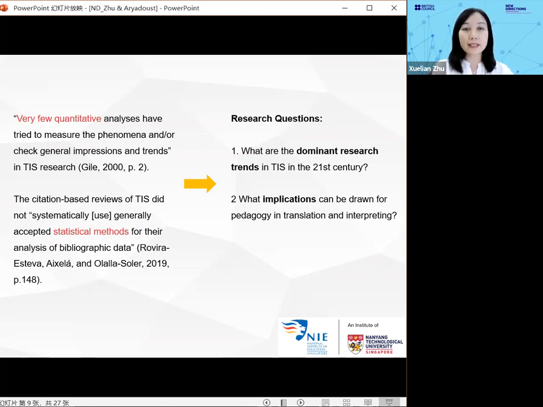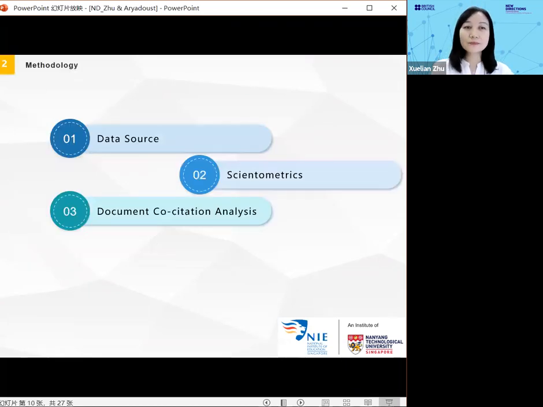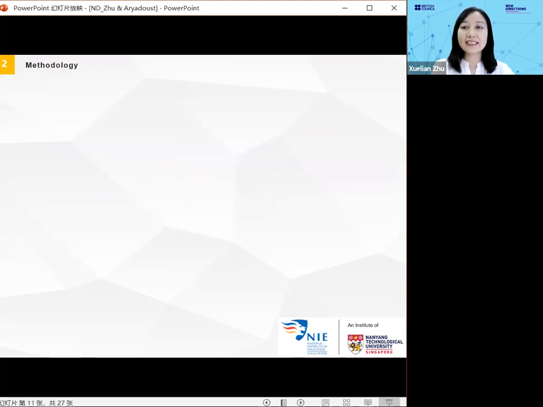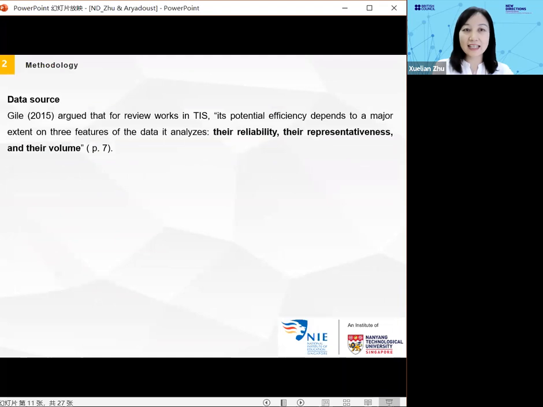And the second one is, what implications can be drawn for pedagogy in translation and interpreting programs? And here is our data source.